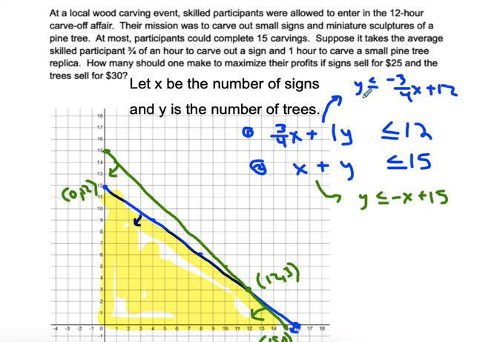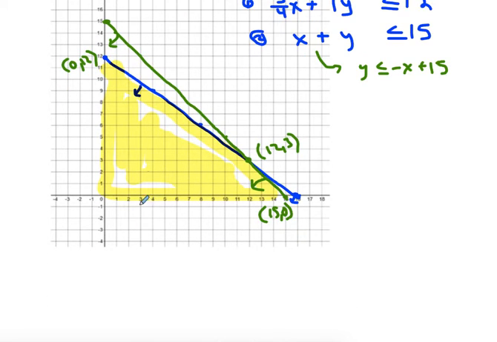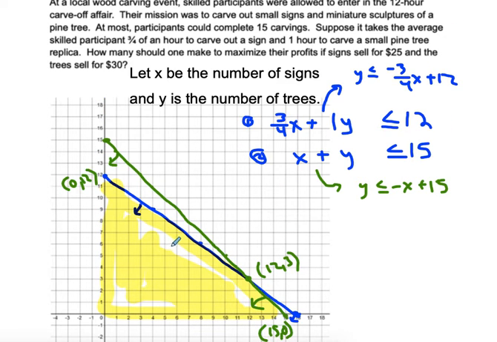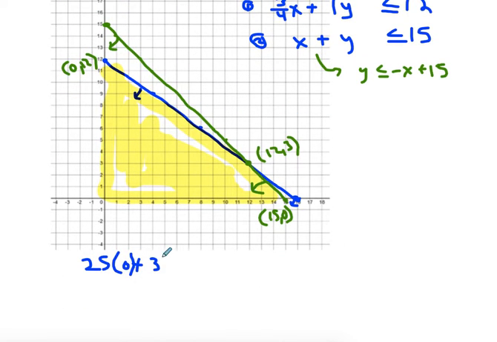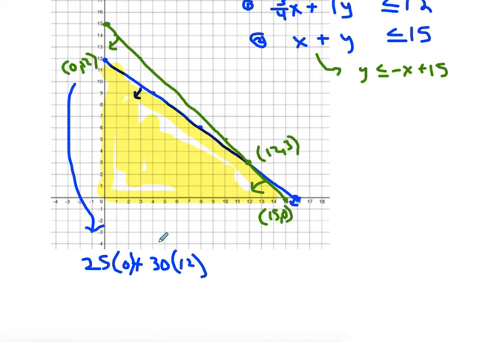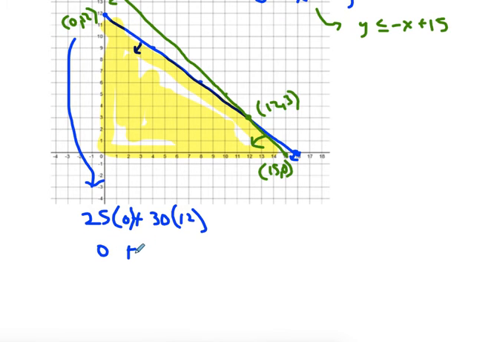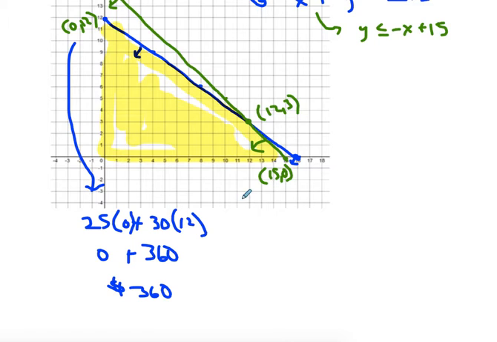So our profit equation: the signs give you $25 a pop, and the trees sell for $30. Let's back that up. $25 for each sign, and $30 for each tree. So that first point right here is going to give you $0 for not making any signs, but it'll give you $360 for making the trees. So that's how much money you make if you only make the pine trees.